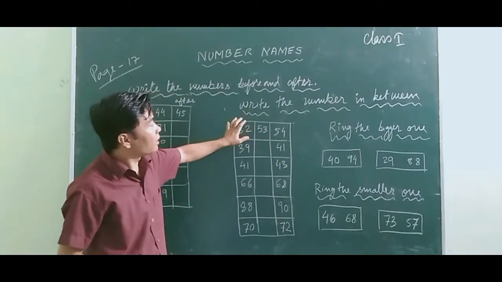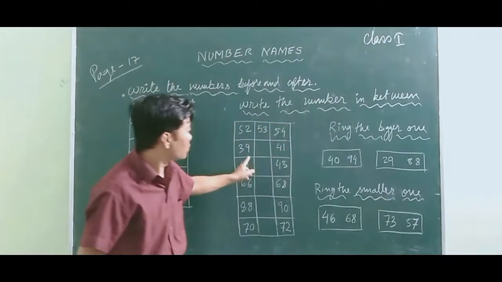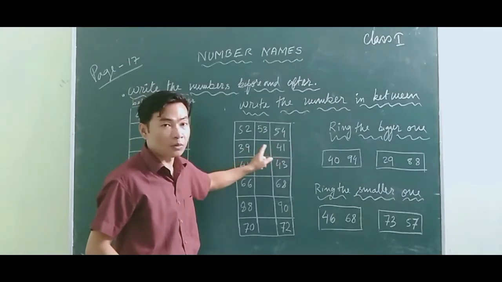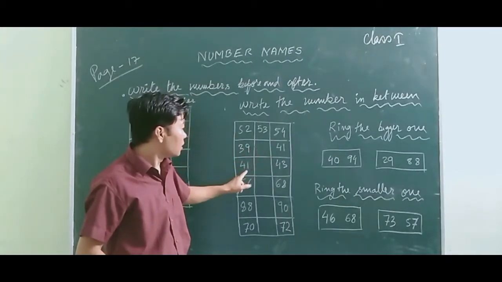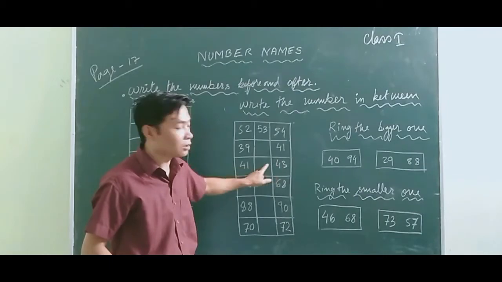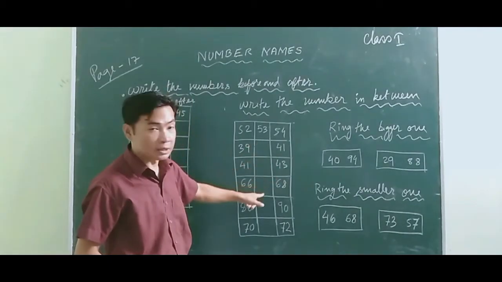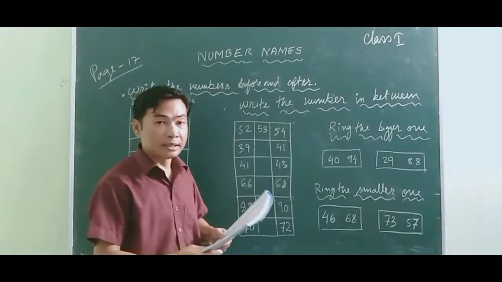So in the same way, write the numbers in between. So in between 39 and 41, what number is there? You have to write it. In between 41 and 43, what number is there? You fill this one. Okay, it's very easy.